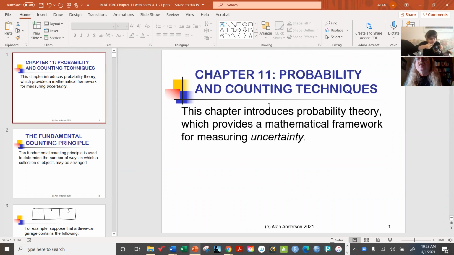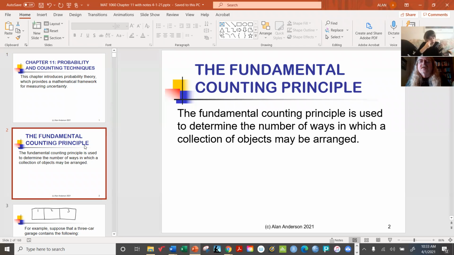First, let me just quickly recap what we've done so far. We have introduced what we call probability and counting techniques. The first group of topics in this chapter involve an area of mathematics called combinatorics, which is basically the science of counting. We began with the fundamental counting principle. If we have a collection of n objects, they can be arranged in n factorial ways.